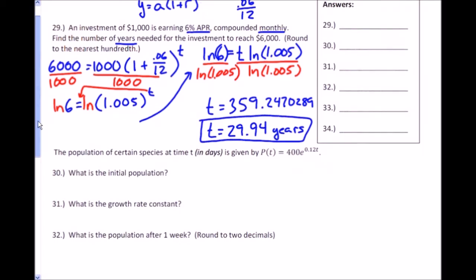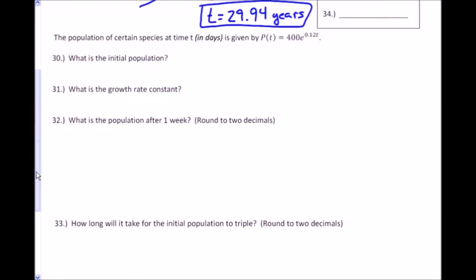Number 30, we're using this equation, P of t equals 400e to the 0.12t. And it's important to understand what this means. The initial population here is the a value.